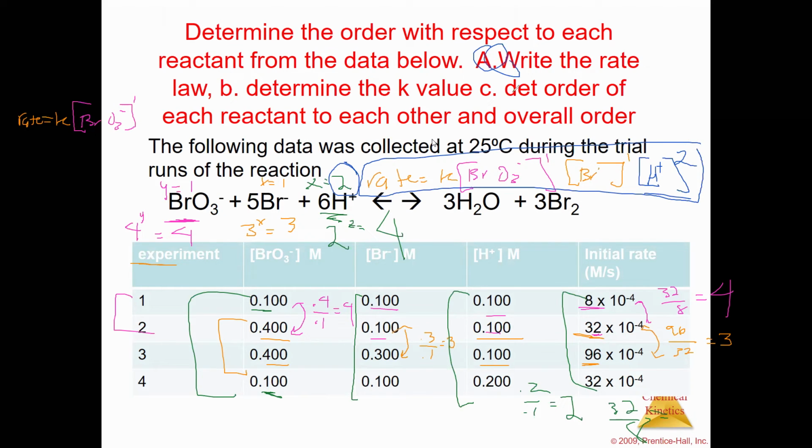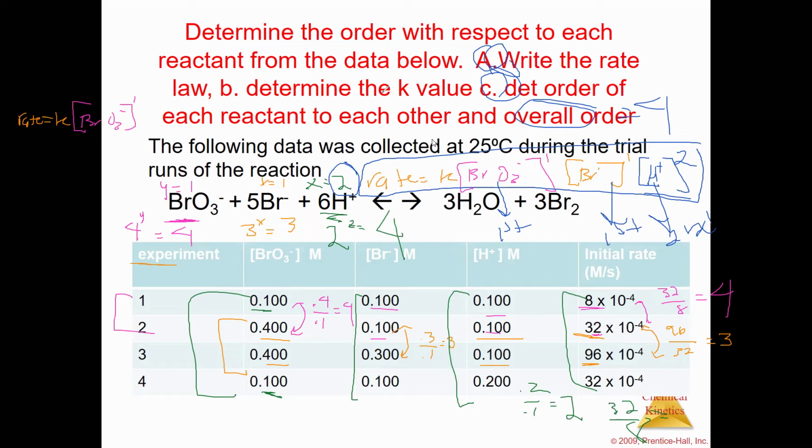Okay, now let's do C. The order of each reactant. This is first. This is first. This is second. And then what's our overall order? You can just hold up your hand. Yep. So 1 plus 1 plus 2. It's fourth order overall. I just add up our exponents.